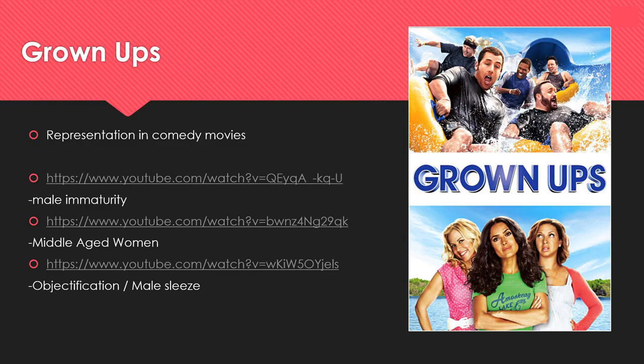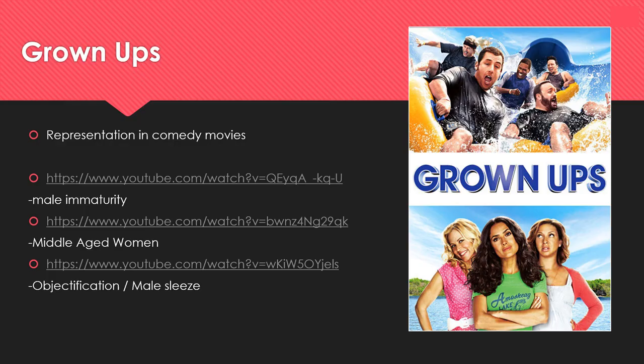Middle-aged women are shown to be sat on the chairs, sun lounges, not really interested, not really having any sort of that immature fun. They're a bit more boring, a little bit more reserved. It also shows the two teenage boys, or two young boys anyway, being very sleazy towards some of the women and very immature and playing pranks on people.